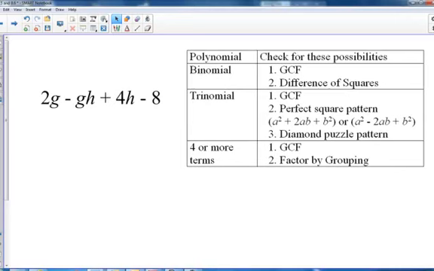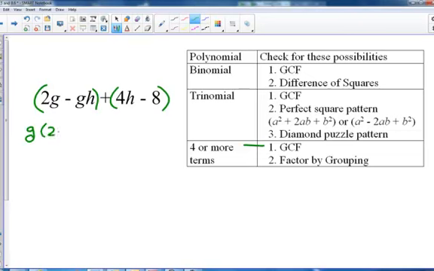And the last one, 4 terms. There is not a greatest common factor. We're going to group. Greatest common factor of the first two is a g. We are left over with 2 minus h. I'm going to write that as g times negative h plus 2. How's that grab ya? I need this to be the same as this.